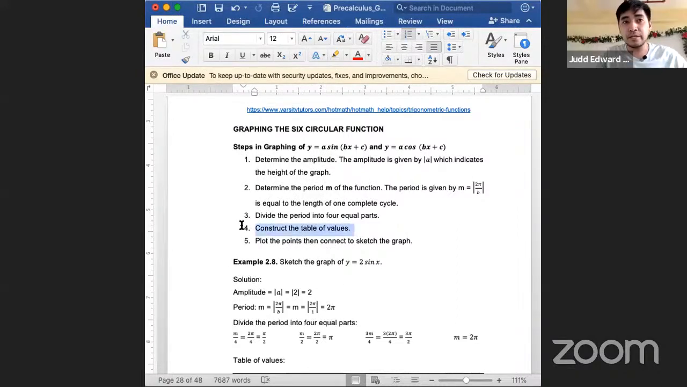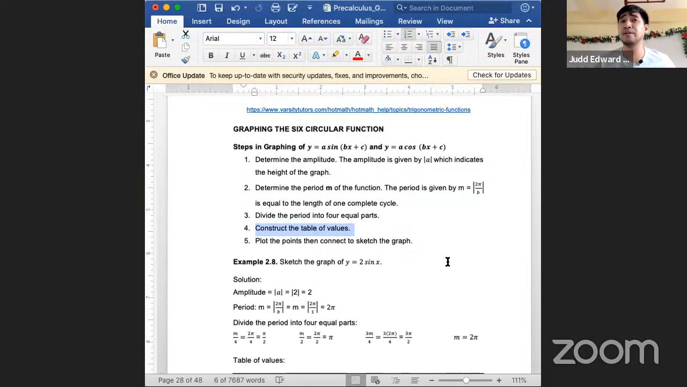Actually, etong number 4, hindi naman siya required since there is a pattern. Ituturo ko na lang sa inyo agad kung paano natin makukuha yung pattern na yon. So again, determine the amplitude, determine the period, divide it into 4 equal parts. If you would like to construct a table of values, it is okay. The last one is to plot the points, then connect to sketch the graph.